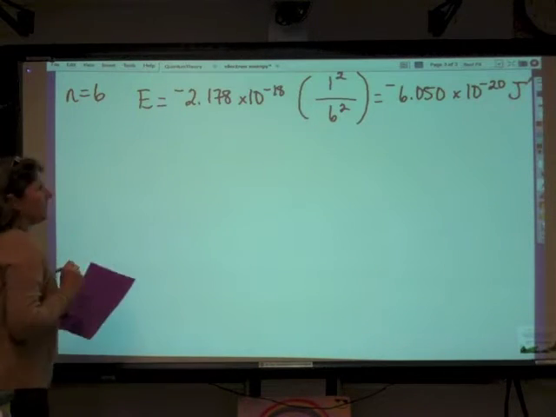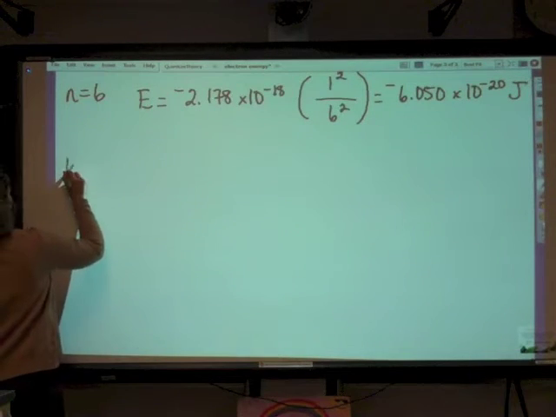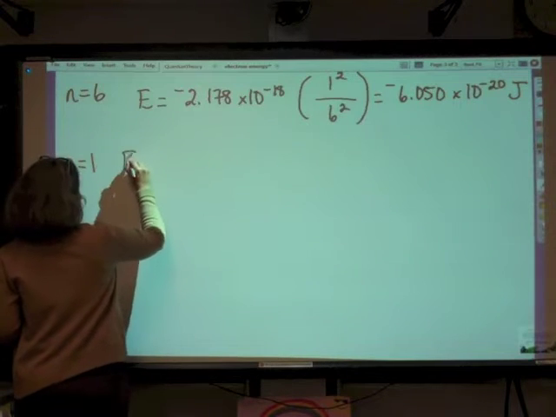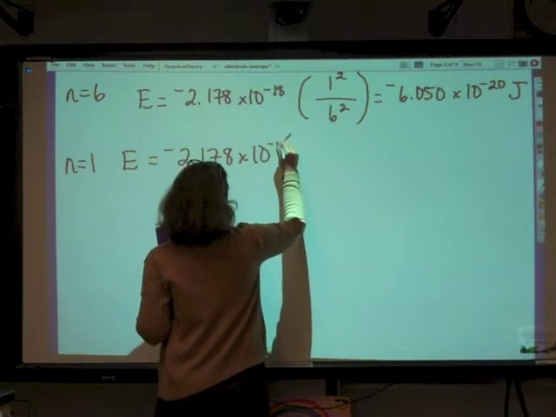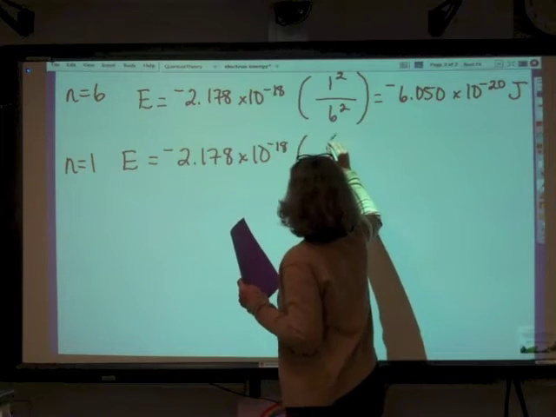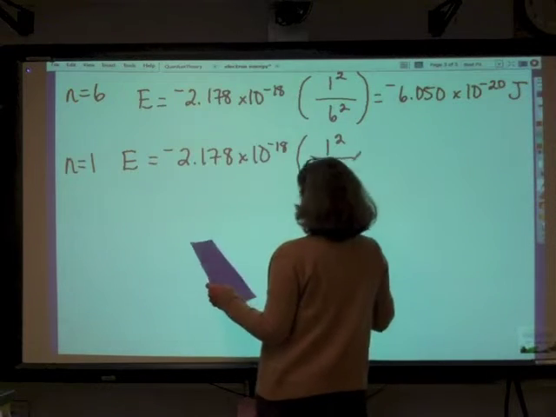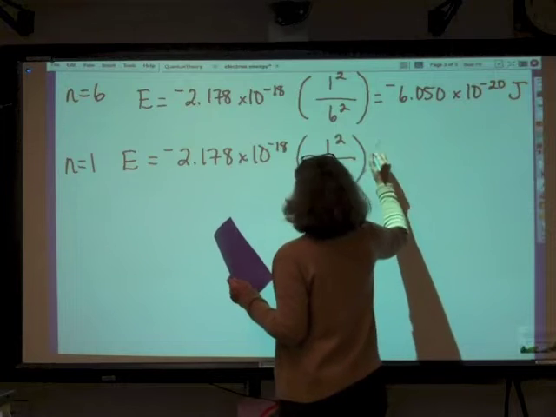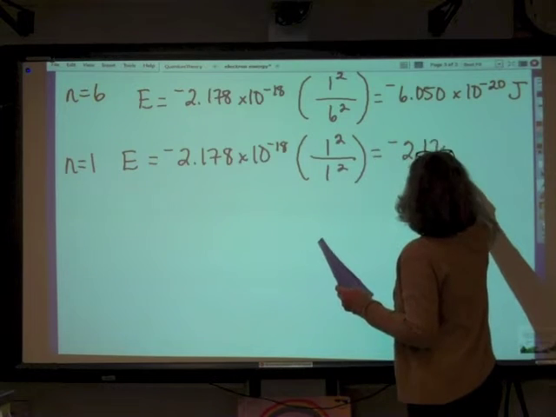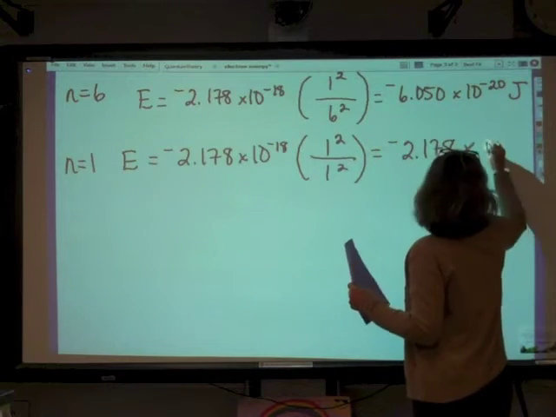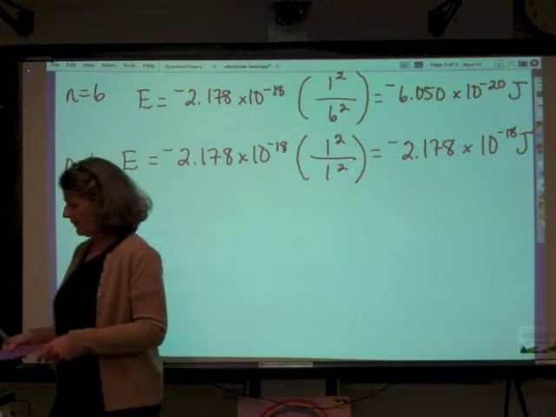And let's figure out the amount of energy associated with an electron at quantum level 1. So when n equals 1, we'll say negative 2.178 times 10 to the minus 18th. And again, we have 1 proton in the nucleus, because it's hydrogen, and we are at quantum level 1, so 1 squared. So this is equal to negative 2.178 times 10 to the minus 18 joules.